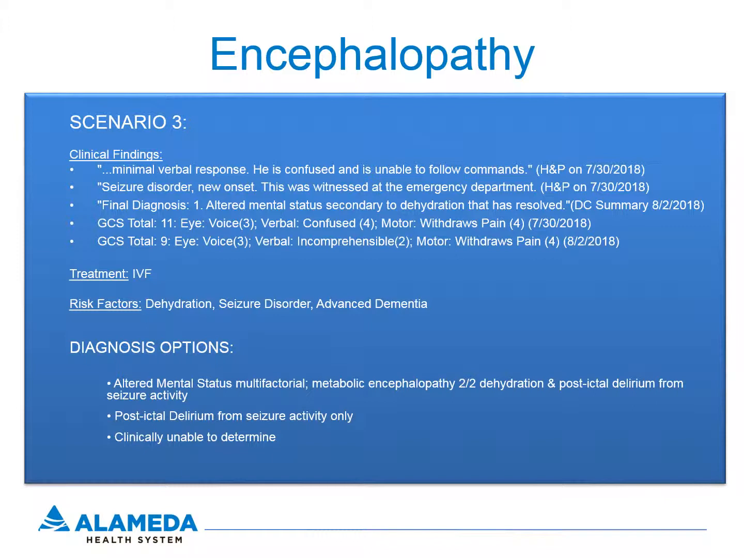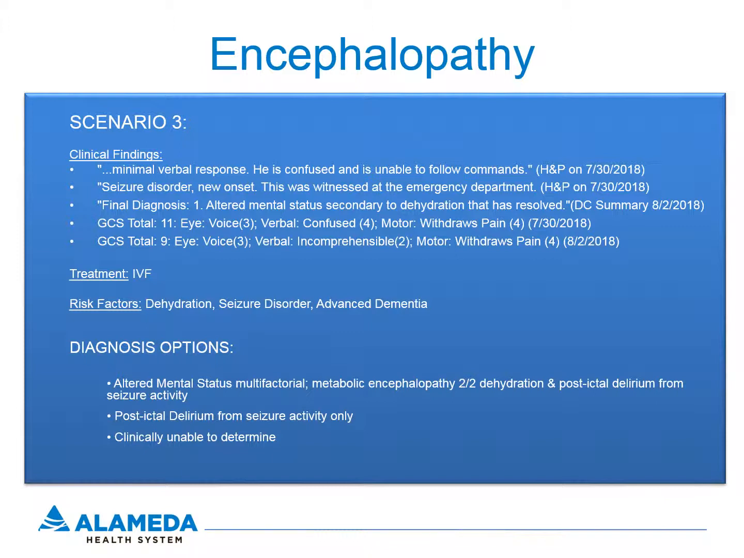The other clinical findings were the patient had a GCS score of 9, and also a GCS score of 11. Initially, they were confused. They had a score of a 4, and they withdrew from pain. They did improve, and they were incomprehensible with a verbal score of 2. So remember, encephalopathy is reversible, acute and short term. This patient was treated with some IV fluids, and the risk factors for this patient were dehydration, seizure disorder, and advanced dementia. So what type of encephalopathy is this, and what is the cause of the altered mental status?